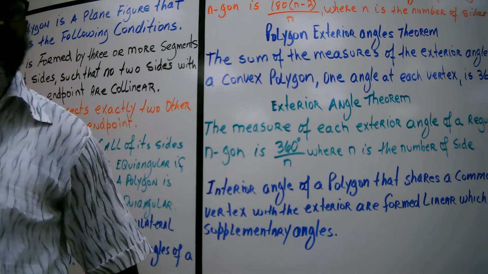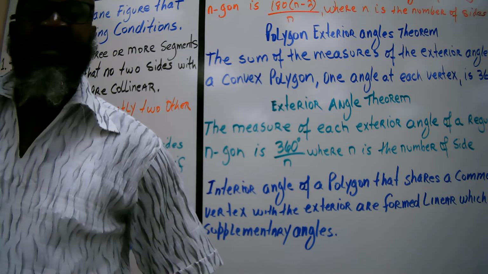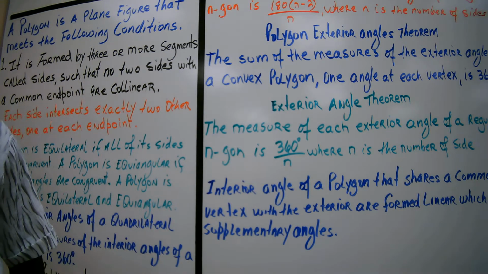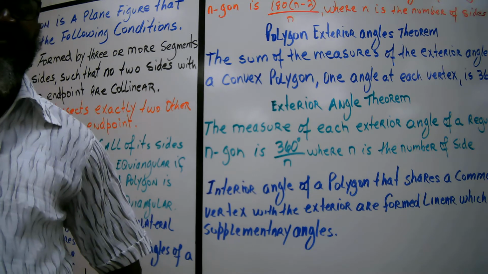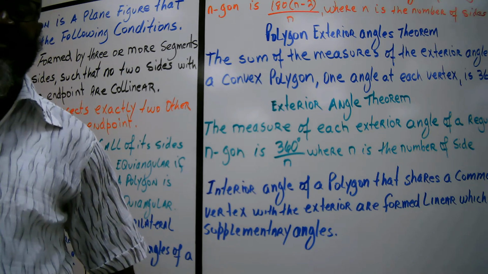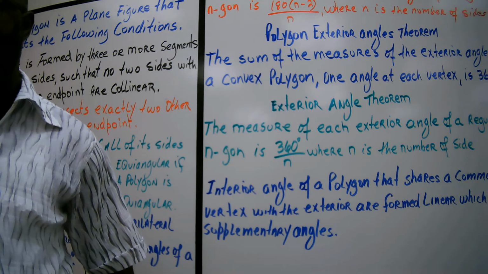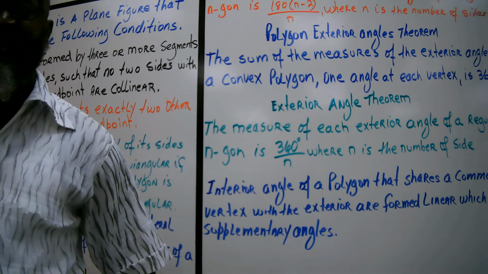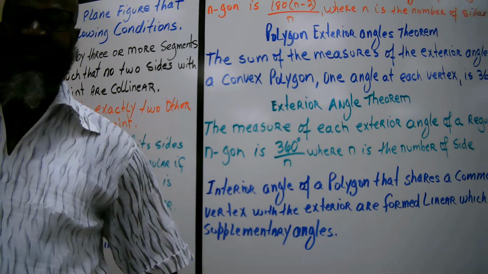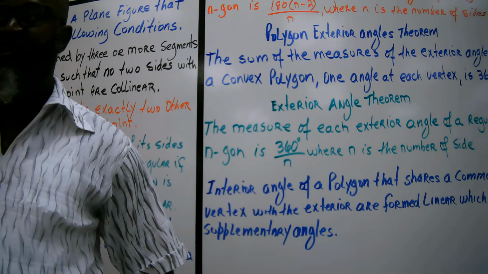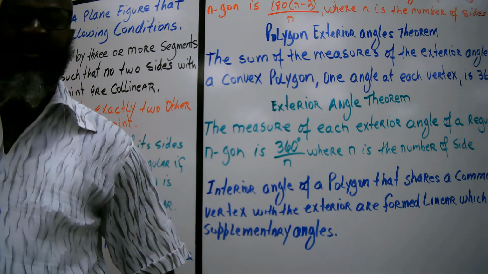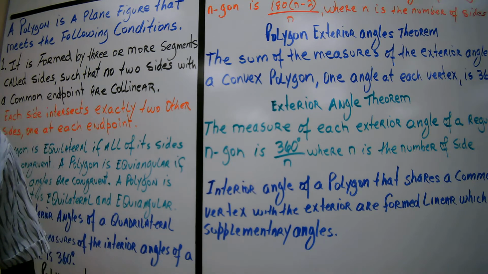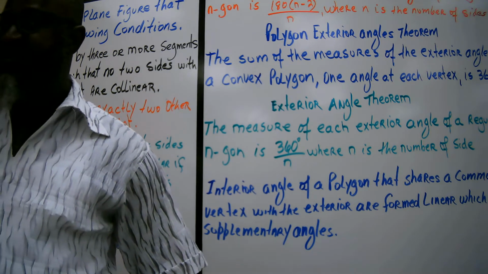You already know the sum of the interior angles of a triangle is 180. The sum of the interior angles of a quad is 360. For a pentagon, it is 540. For a hexagon it will be 720. How will you get that? Hexagon means 6, it has 6 sides, so n is 6. You will take 180 times (6 minus 2). 6 minus 2 is 4. So that will be 4 times 180, which gives you 720.